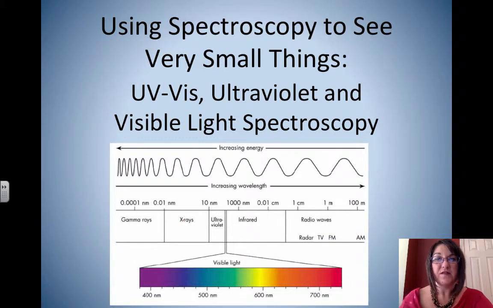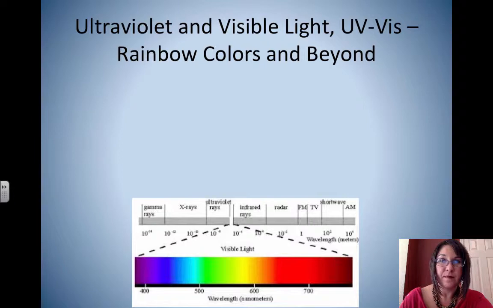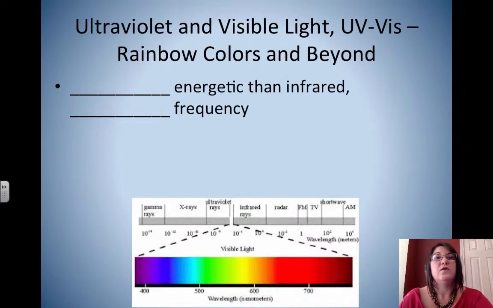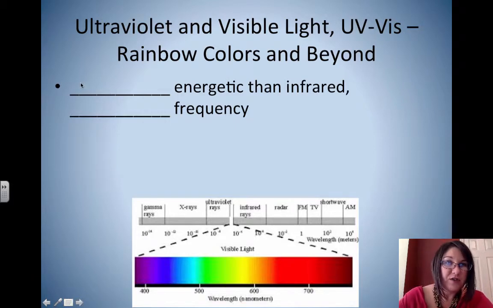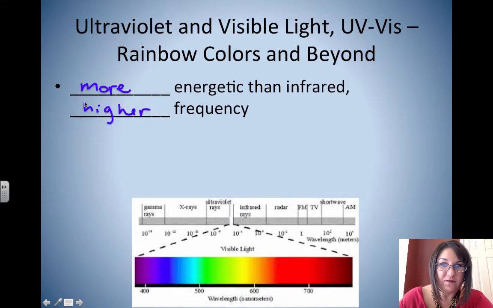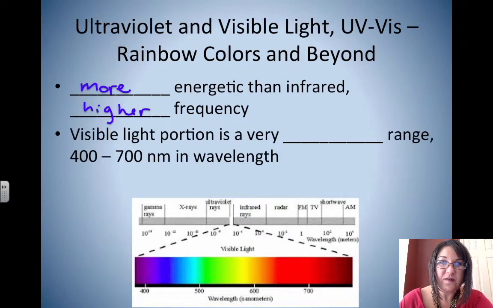This podcast will focus on ultraviolet and visible light spectroscopy. First of all, ultraviolet and visible light is, of course, using the rainbow colors and ultraviolet radiation. These are going to be more energetic than infrared radiation, and therefore they would have a higher frequency than the infrared. The visible light portion is in a very narrow range.